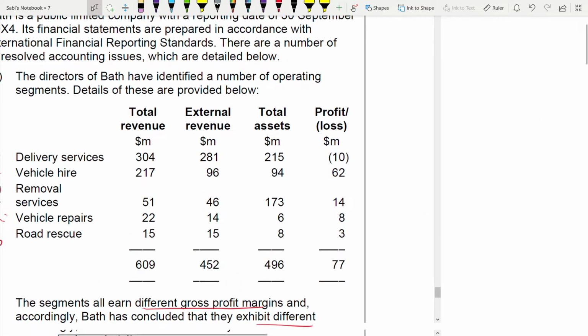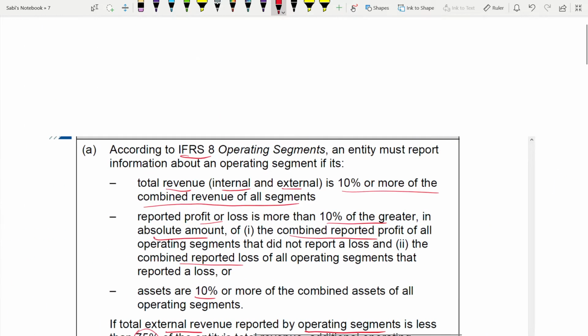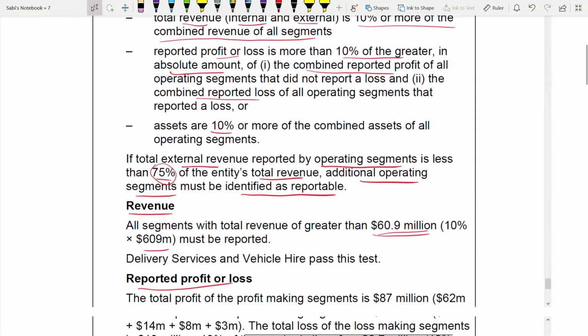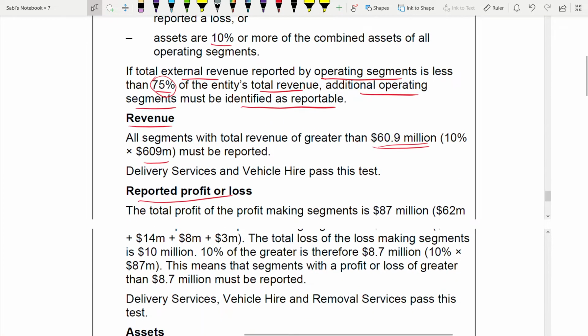Okay, 609 is already given to you, nothing to calculate, just take 10% of it. 60.9. So if you say 60.9, delivery service, yes. We'll mark here. Delivery service, yes. Vehicle hire, yes. Rest, only these two. Delivery service and vehicle hire passed this test. That means they have to be reportable. You have to write the name of the segment which passes this test.